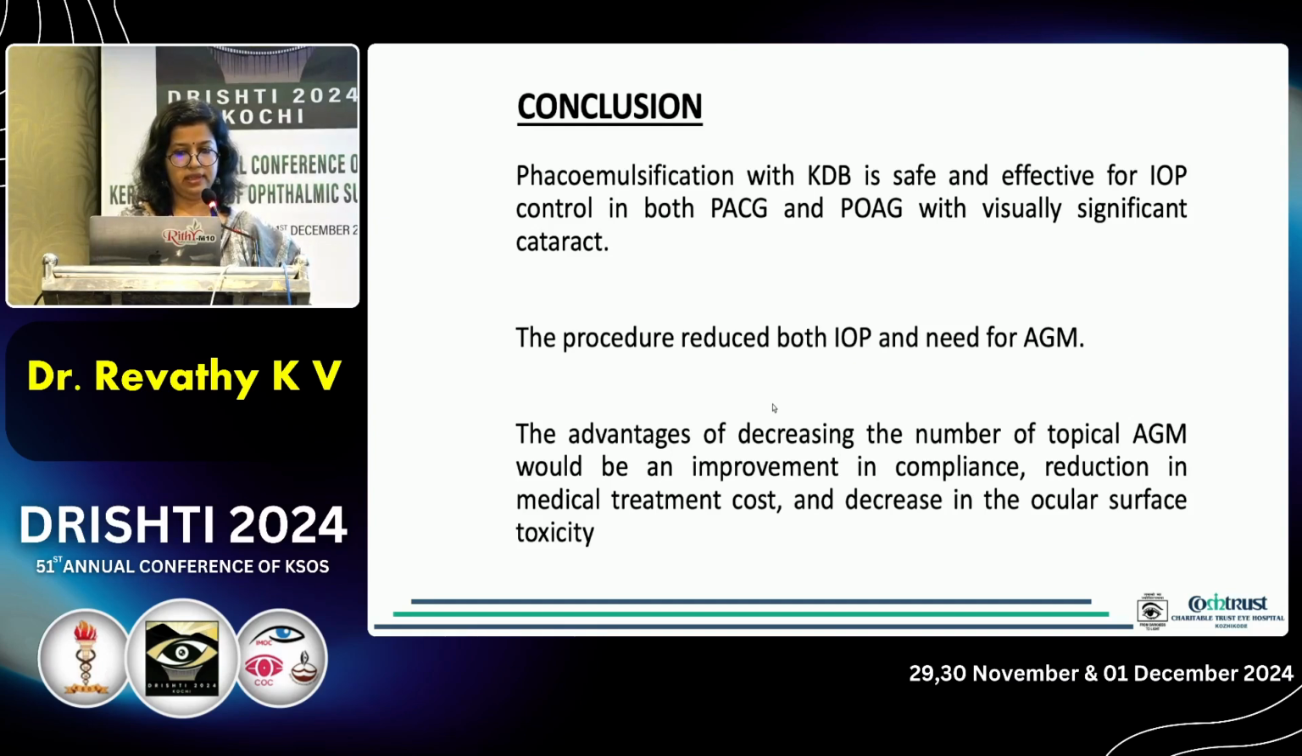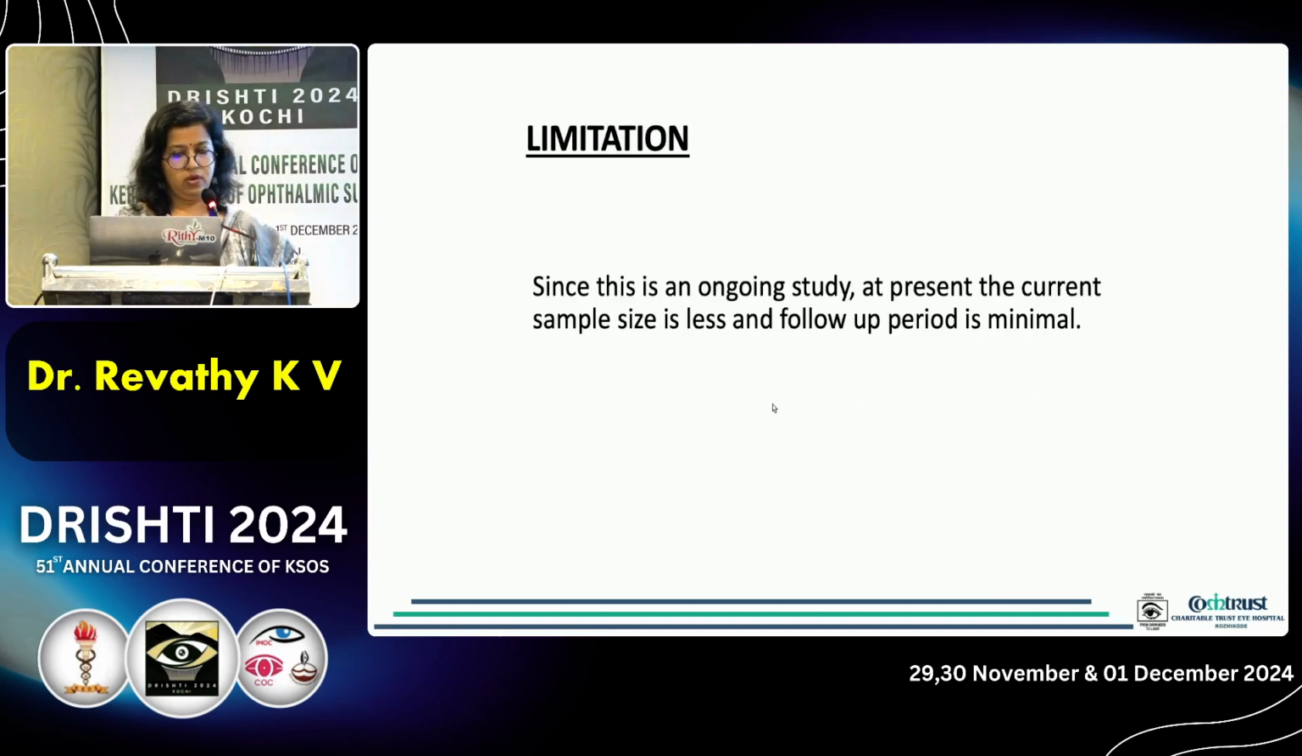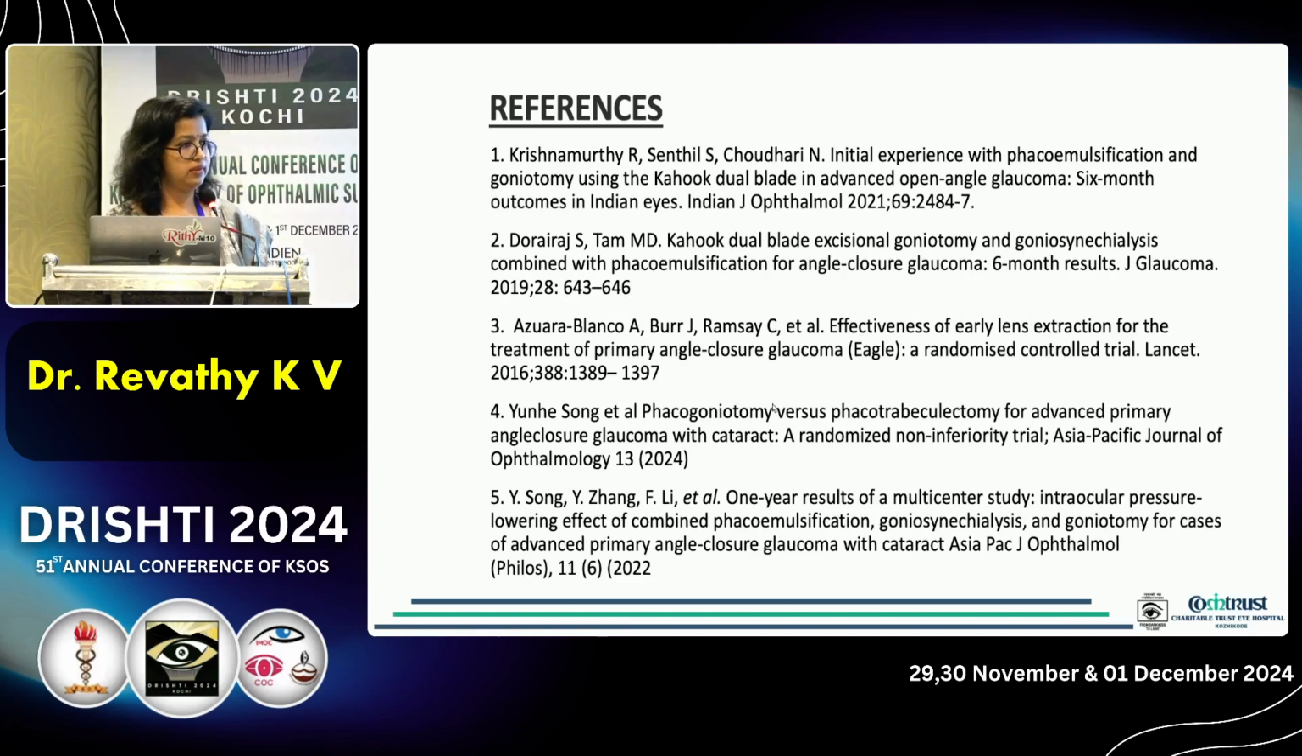The advantages of decreasing the number of topical AGM would be an improvement in compliance, reduction in the medical treatment cost, and a decrease in ocular surface toxicity. The limitation was that, since it is an ongoing study, at present the sample size is small and the follow-up period is minimal. Thank you, and these are my references.